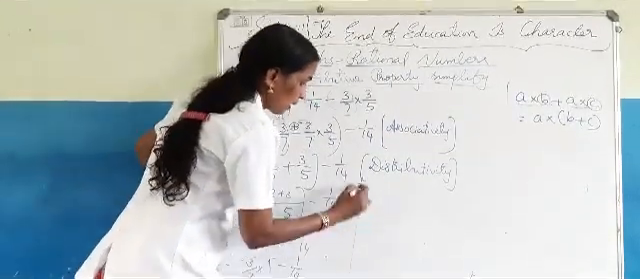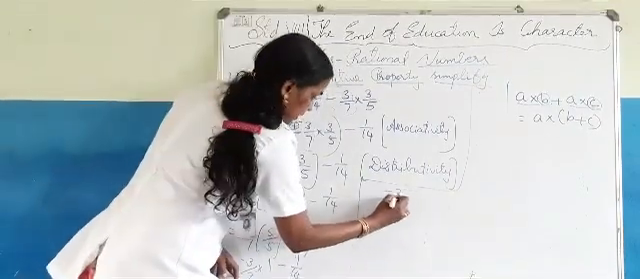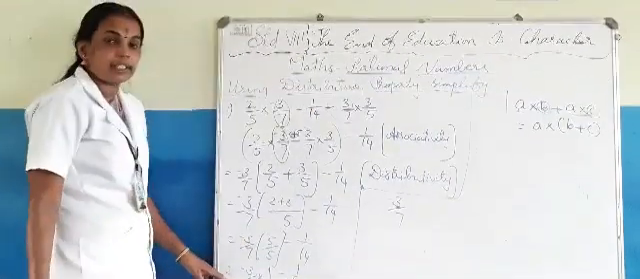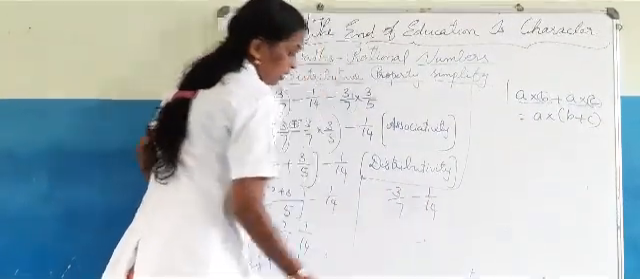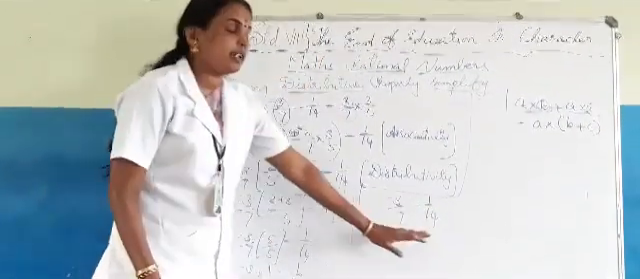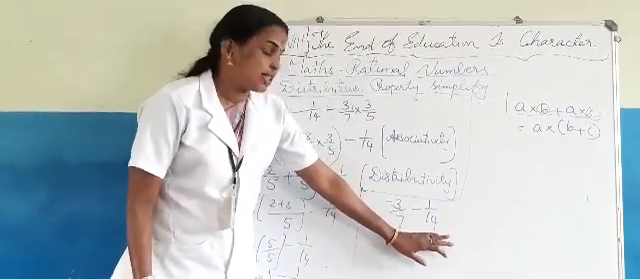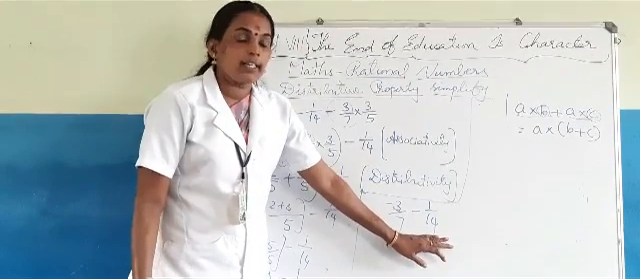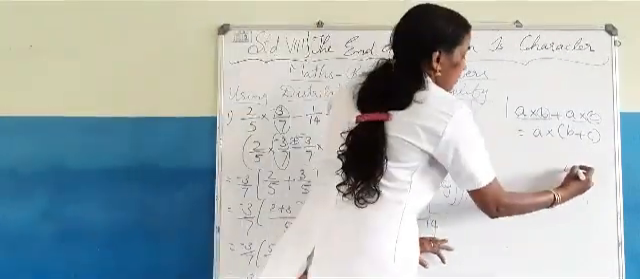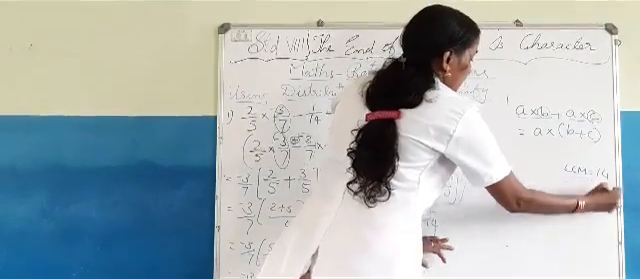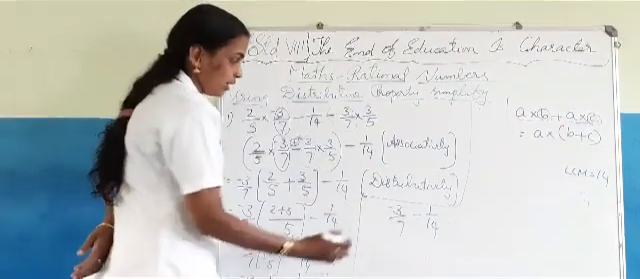That is negative 3 by 7 into 1. Negative 3 by 7 minus 1 by 40. Now we got here different denominators. So we have to find the LCM of the denominators. Here denominators are 7 and 14. So their LCM is 14. So we have to make each denominator 14.